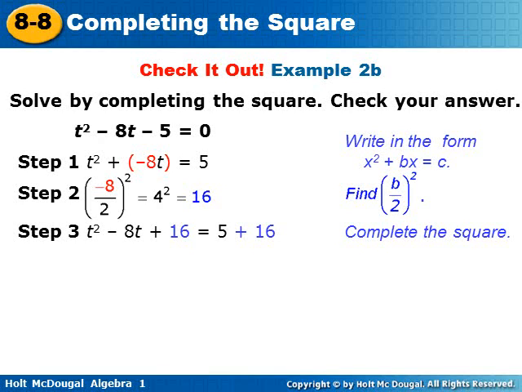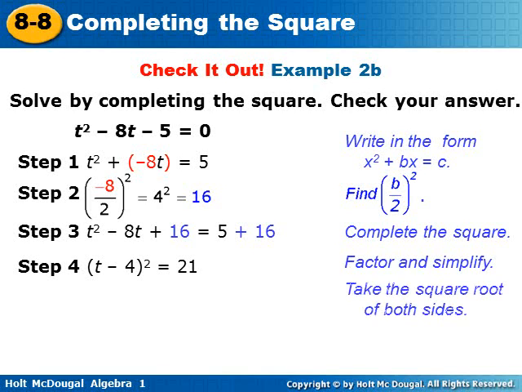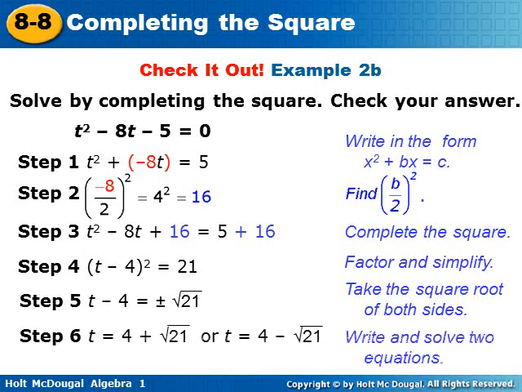On the left-hand side, we formed a perfect square trinomial. So we're going to factor and simplify. That gives us t minus 4 squared equals 21. And we're going to take the square root of both sides. That gives us t minus 4, because the square and the square root cancel, equals plus or minus the square root of 21. And then we solve both. We add 4 to both sides, and we get 4 plus square root 21, 4 minus square root 21.